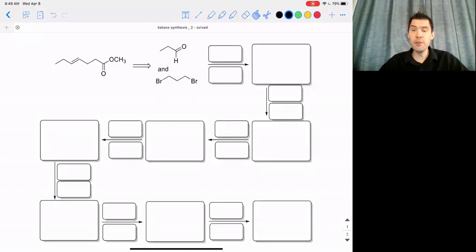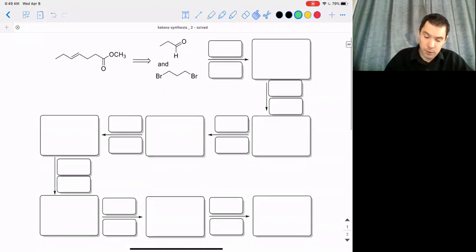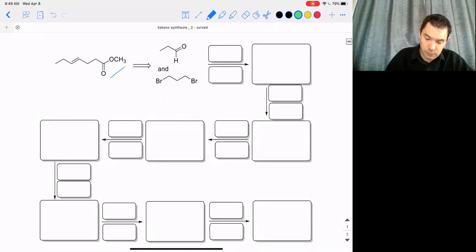The content for this particular synthesis question I would put mostly in the chapters on aldehydes and ketones, but we'll borrow a little bit of knowledge from carboxylic acids and esters as well. So you'll notice that the product that we need to ultimately form has an ester in it. And so that's something that we'll need to build towards.